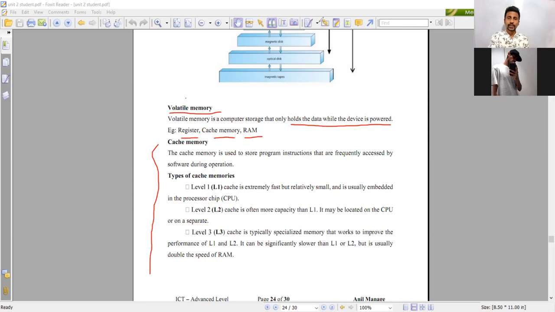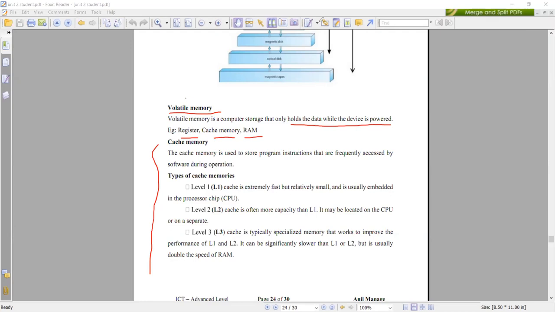If you have a big cache memory, you can keep more data. But usually cache memory comes in MBs, megabytes, right? There are different cache memories. The cache memory is used to store programs and instructions that are frequently accessed. It keeps the data that is accessed all the time in the cache memory; it doesn't keep every data.